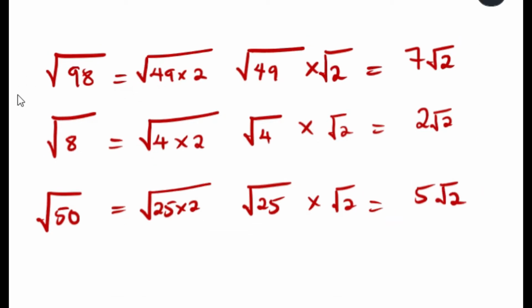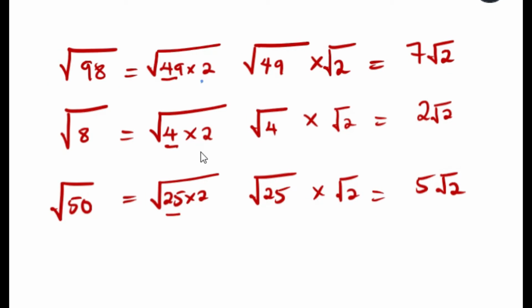So as you can see, root 98 is the same thing as writing 7 root 2, root 8 is the same thing as writing 2 root 2, and root 50 is the same thing as writing 5 root 2. We did that by first of all breaking them into perfect squares, like 49, 4, and 25, which are all perfect squares. Then the imperfect squares, things that we cannot square root to give you a whole number, which is 2, we understand that we had to multiply 2 by each and every one of our perfect squares.